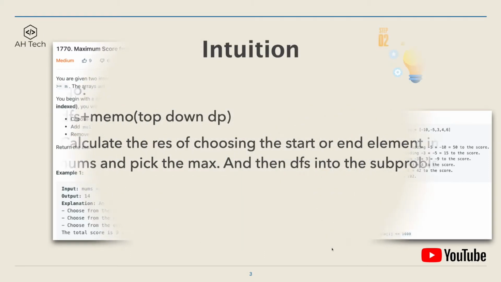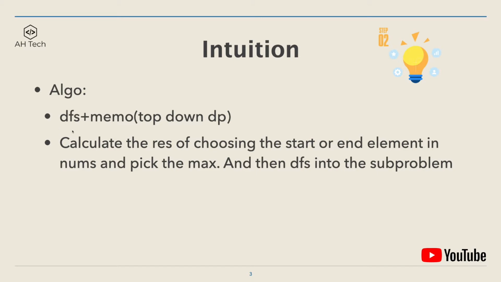And this question is a very classic application of DFS with memoization, or you can think of it as top-down dynamic programming. And the idea is that every step we will calculate the result of choosing either the start or end element in nums, and then we pick the maximum. And then we will DFS into the subproblems. Now let's look at the code.